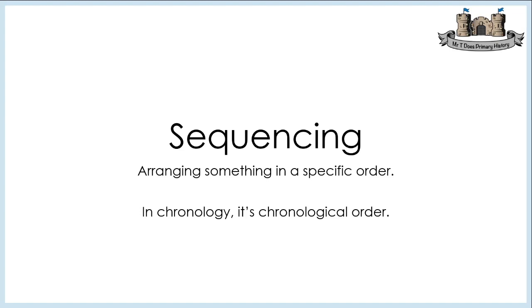What I'll do is I'll quickly load a PowerPoint slide which will talk us through the first concept, which is sequencing. Here we go. So, let's start with the definition. Sequencing. At its raw form, it's arranging something in a specific order, and sequencing is something that children will encounter in other subjects such as maths.